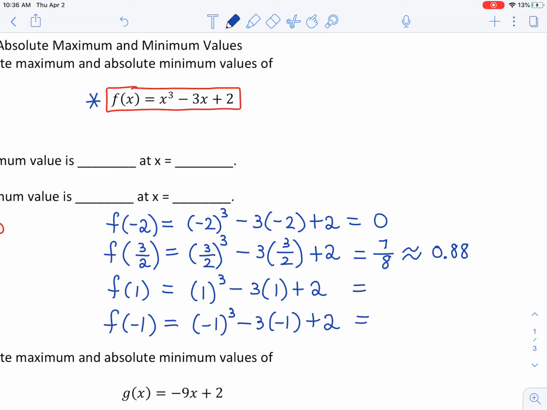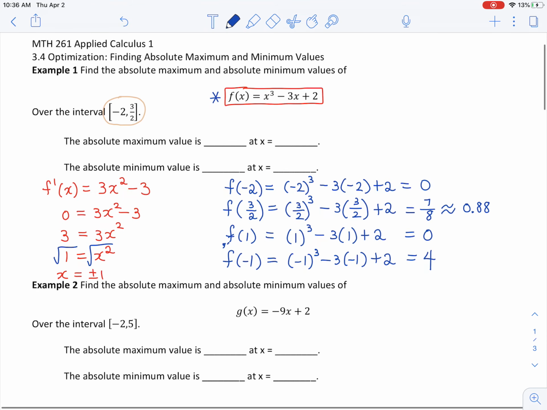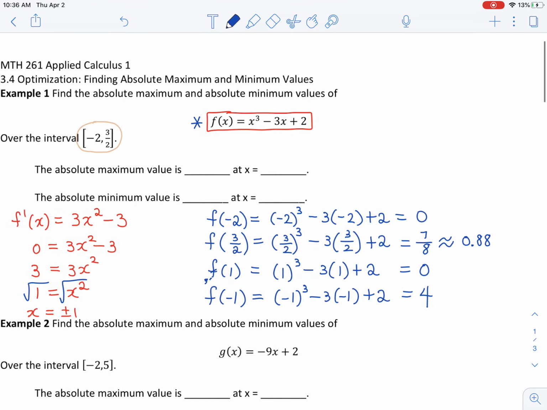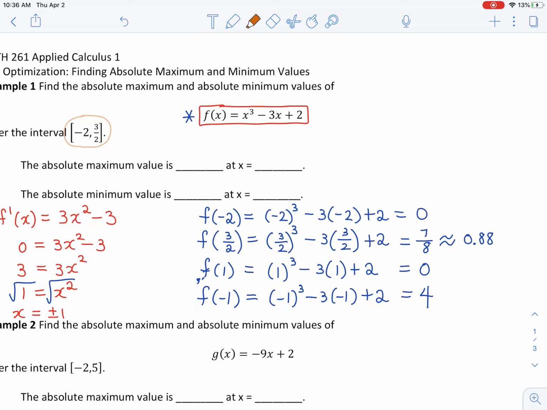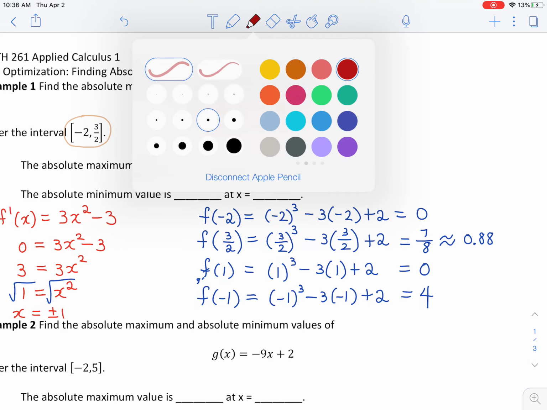All right, next one, you do 1 cubed minus 3 times 1 plus 2. That's going to give you 0. Oh, I got 0 up here too. Anyways, let's keep going. The very last one, if you do negative 1 cubed minus 3 times negative 1 plus 2, you will get positive 4. Now we are ready to decide which one is the absolute maximum and which one is the absolute minimum here, okay?